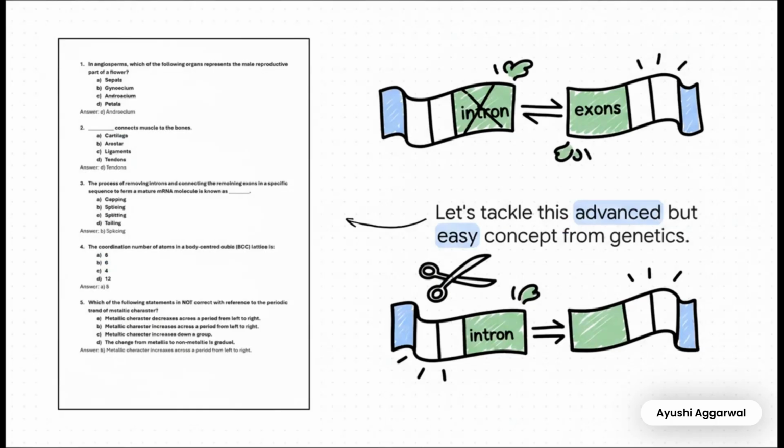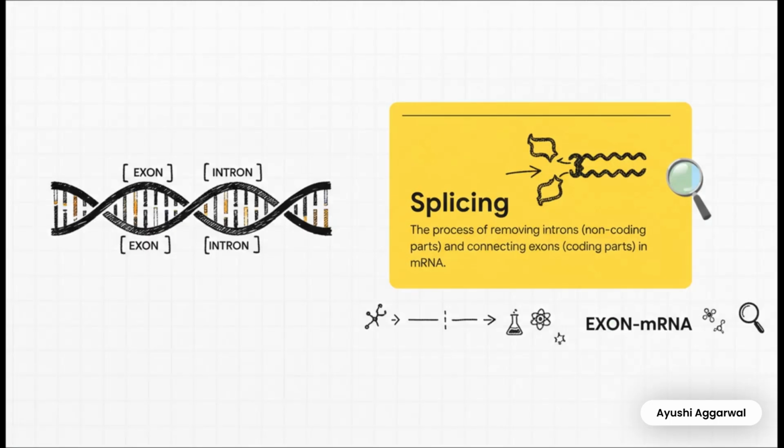All right, on to question number 3. Now, this one might look a little advanced, but trust me, it's actually very easy. The question is, the process of removing introns and connecting the remaining exons is known as blank. Our options are capping, splicing, splitting, and tailing. So what is this process? It's called splicing. The easiest way to think about it is like video editing, but for our genes. Our genetic code has useful parts called exons, and some, well, junk parts called introns. Splicing is the process that neatly cuts out the introns and joins, or splices, the important exons together. So the correct answer is B, splicing.